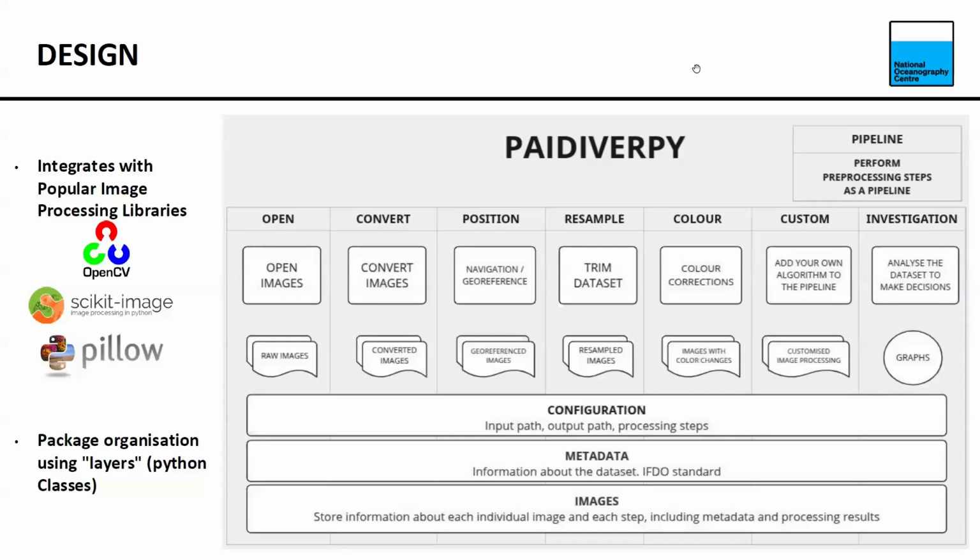types of layers. Each layer is a kind of Python class. So I have a layer dealing with opening images, one for conversion, one for dealing with position, with sampling, color. If you want to add your own algorithm to the code, you have a layer for that. And we have a configuration layer that has information about input and output paths. We have a metadata layer that has information about the data set and each individual image. And you have a pipeline layer that integrates everything together. And then you get the raw image and you have in the end your processed image.